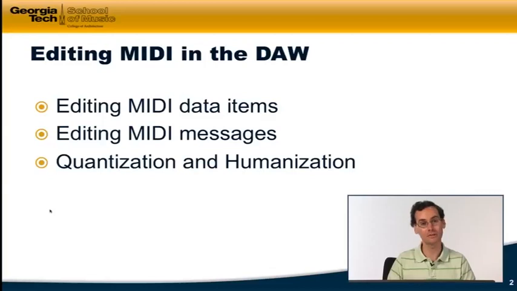So now that we know how to get MIDI into our DAW, we're going to look at how to edit it once it's there. We're going to look at how to do editing operations that are comparable to the ones that we did with audio, editing MIDI as data items that we can kind of move around the DAW. But we're also going to look at how to edit MIDI messages in much more fine-grained ways than we were able to with audio, because MIDI is symbolic and we're able to delve down to the level of individual messages. And then we'll also talk about quantization and humanization and their role in editing MIDI.